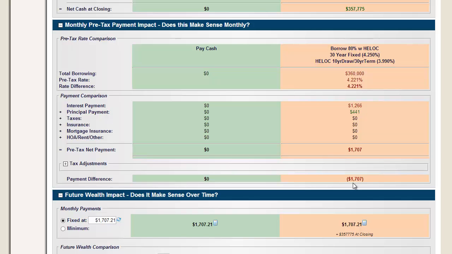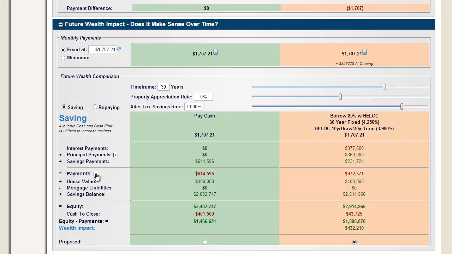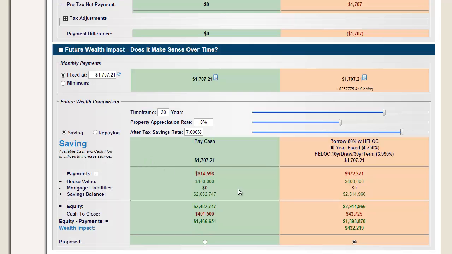Okay, what do I really want to know? I want to know what the financial impact, which of these decisions is best for me over time? Well, I can go right to my net number here, and it's green, $432,219. So what that tells me, and these are expanded here, I can collapse them, is that over this 30-year time period, I'm going to spend $2,082,000 if I pay cash over time. It's going to cost me $2.5 million over here because of the interest and the other stuff.